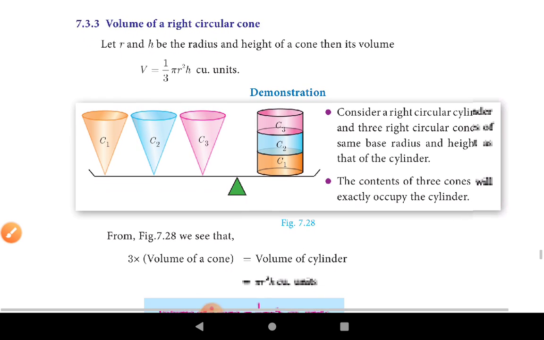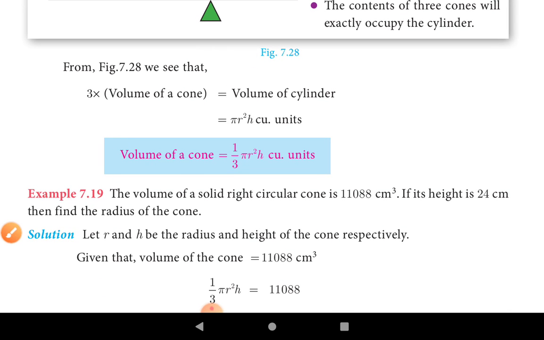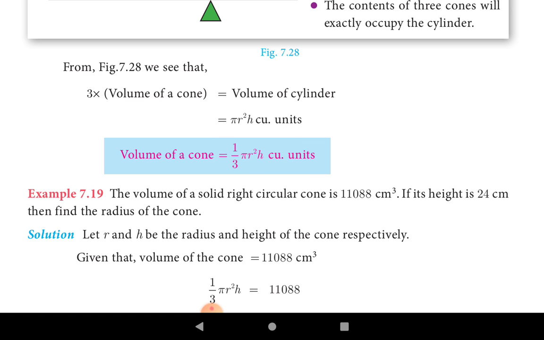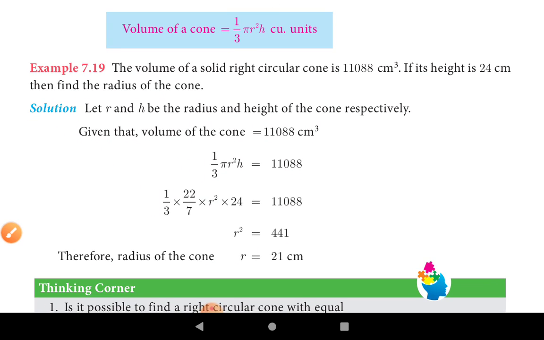Now, already it is given. You see here, 3 into volume of cone is equal to volume of the cylinder, pi r square h cubic units. So volume of the cone is equal to 1 by 3 pi r square h cubic units. Now let us move on to the example sum. Example 7.19. The volume of the right circular cone is 11088 centimeter cube. If its height is 24 centimeter, then find the radius of the cone.